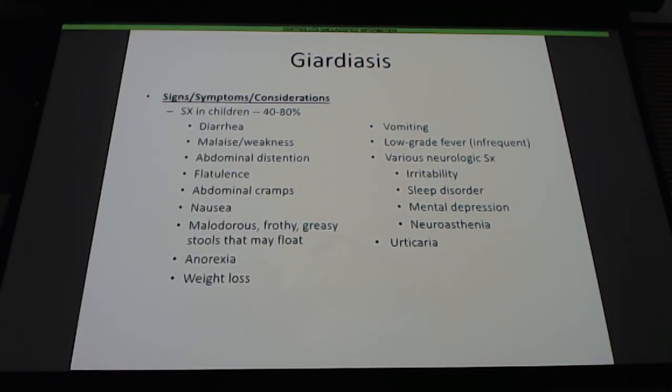So here are the signs and symptoms: diarrhea, malaise, abdominal distension, flatulence, abdominal cramps, nausea. You can highlight the malodorous, frothy, greasy stool that may float. We just talked about some of that. Your body's not absorbing that fat, so it's all getting pushed through. Anorexia, weight loss, vomiting, various neurologic symptoms. As this thing blocks your absorption of nutrients and vitamins, you're going to end up with some of those symptoms as well.